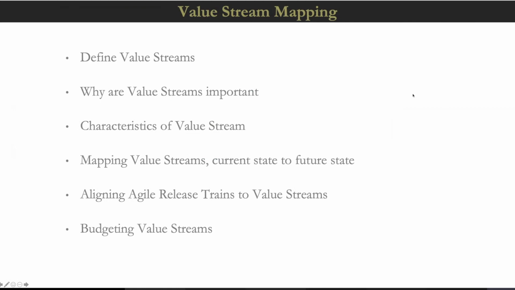So we're going to talk about value streams, why value streams are important, and discuss some characteristics of value streams. For some of you who are in the transformation space, this might be a quick refresher. For others who are just getting introduced to value streams, this could be net new information. We'll also briefly touch on mapping value streams, from the current state to the future state, and how SAFe provides guidance on aligning the release trains. Some of you have already heard this term, and we'll ultimately have a quick look at budgeting value streams.